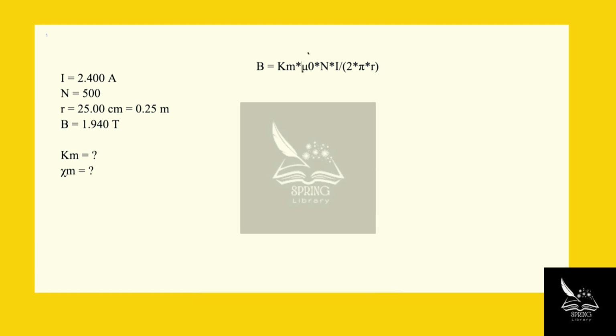So for part A, we're just asked to solve for Km. So we can just rearrange this equation so that it's solved for Km. So let's start by bringing the 2 pi r over to the left side. So we get this in the numerator. And then we want to divide by these 3 terms for the denominator, and that's going to give us Km.